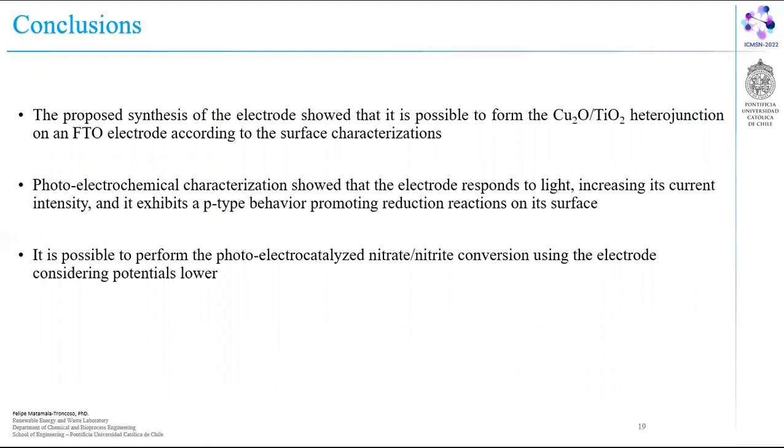The main conclusions of this brief study are: it is possible to form the heterojunction on FTO glass according to the synthesis process. The results of photoelectrochemical characterization show that the electrode responds to the light with a p-type semiconductor behavior, promoting reduction reactions on the surface. It is possible to perform the photoelectrocatalytic conversion of the nitrate to nitrite at lower potential, complemented by illumination.